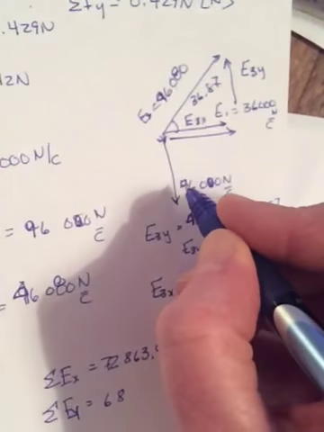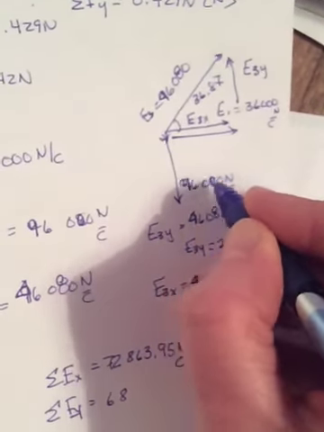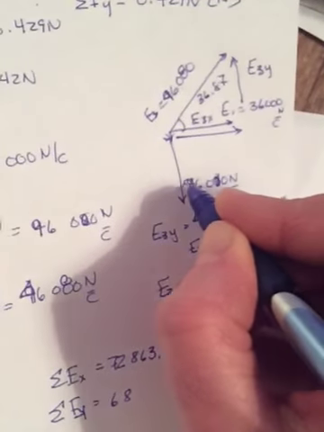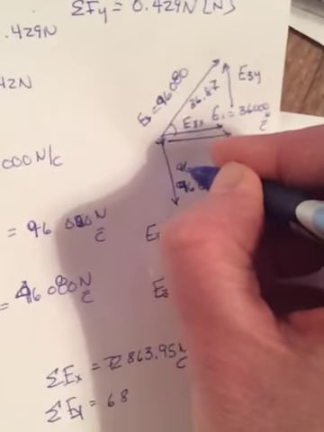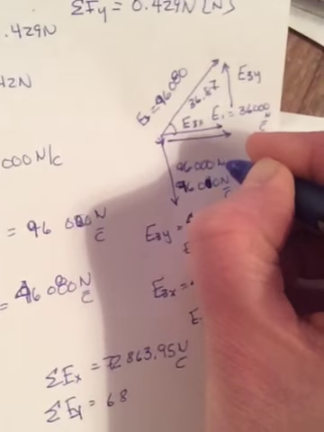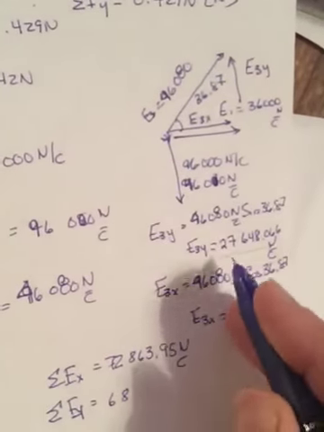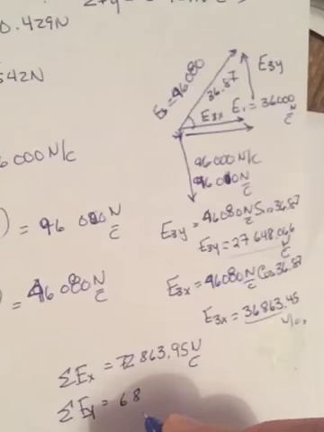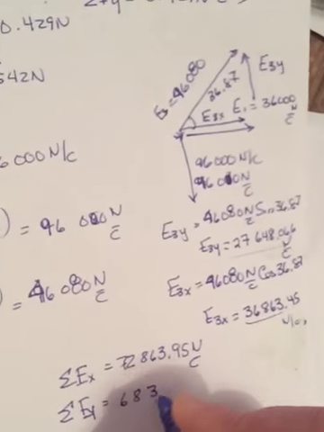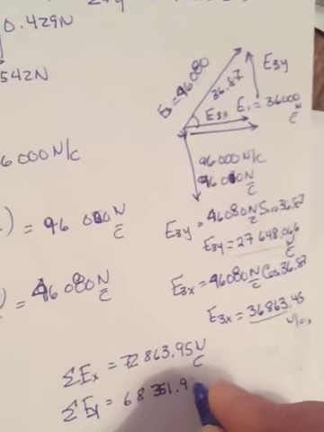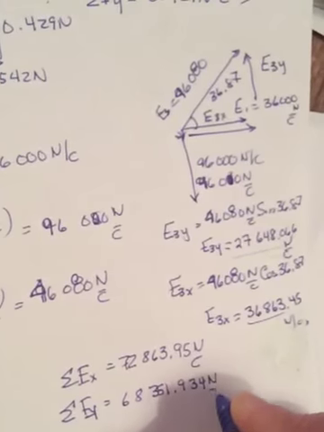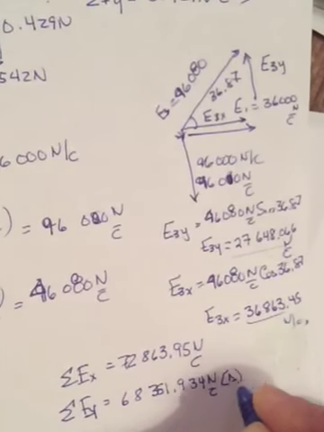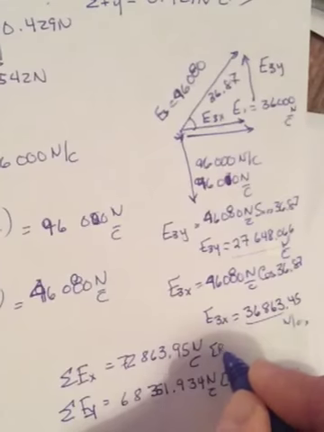And remember, you had 96,000 going down. This is a 0, so this is really 96,000. And we're going to subtract from that the 27. And when you do, you get 68,351.934 newtons per coulomb. This is down, and this is to the right.